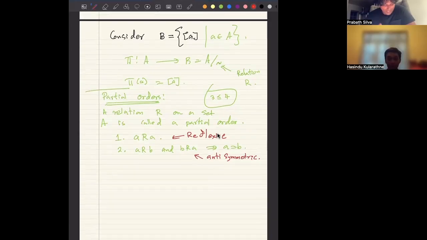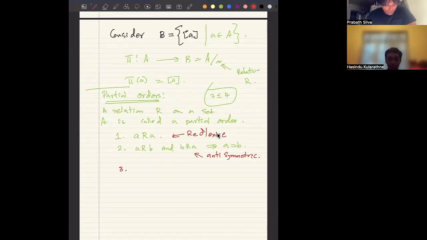Then the third one is A less than B and B less than C implies A less than C. So this is transitivity. So partial orders and equivalence relations differ only by this property, but they describe totally different structures.